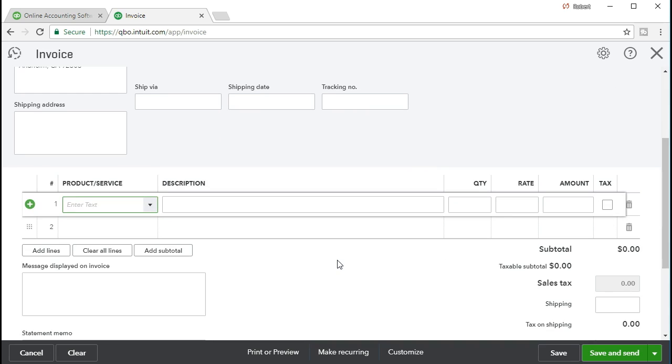We're going to go down to the product item then. These are going to be from the inventory items. So remember, we need to have the inventory items set up in order to be able to just populate this from the inventory items.